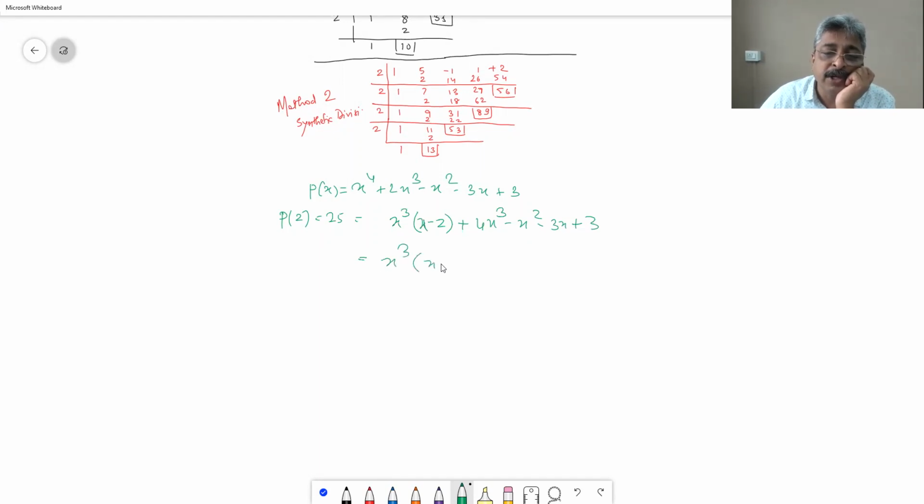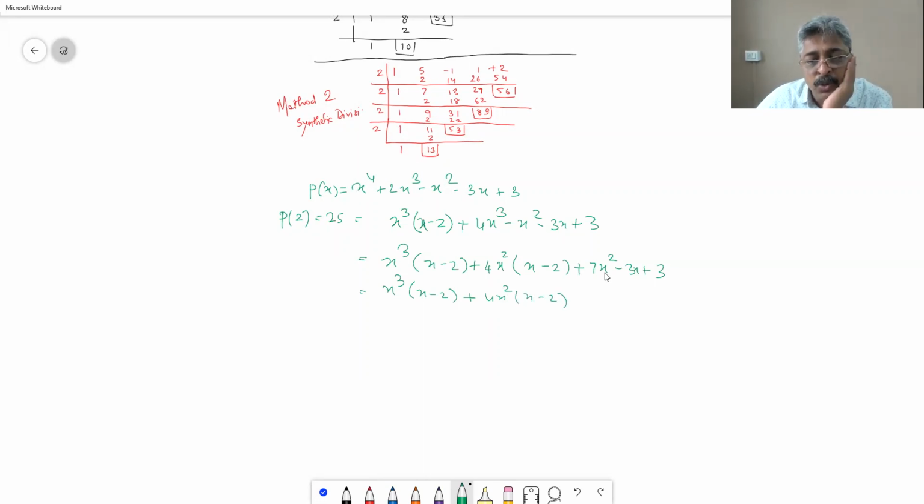x cube inside bracket x minus 2 plus, now I want x minus 2 common again. So I need to write x square here. 4x square, x minus 2 makes it minus 8x square. I should have plus 7x square minus 3x plus 3 is equal to x cube into x minus 2 plus 4x square into x minus 2.